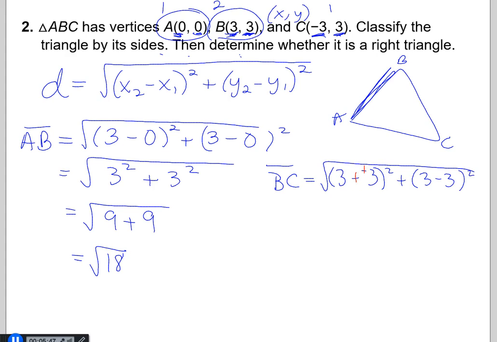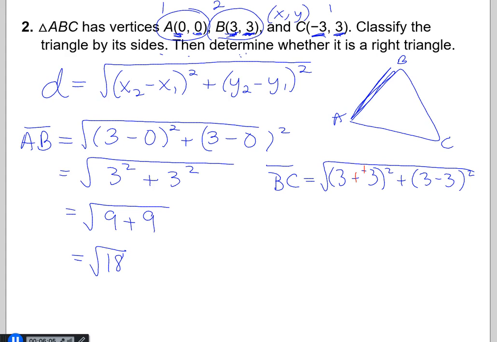3 plus 3. Yes. You know how you did your 1, 2, and 1? Does it matter? No. So you could do any of them? Yes. But it's just important, if this is x1, if this is x2, this has to be y2. You just have to have 1, 2.